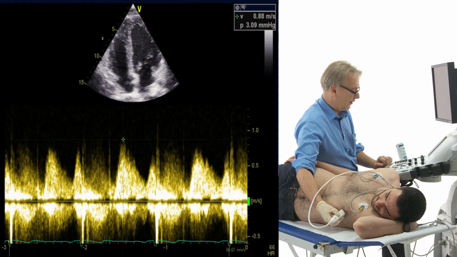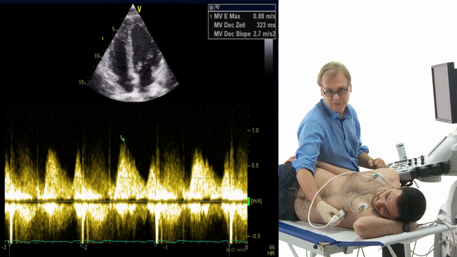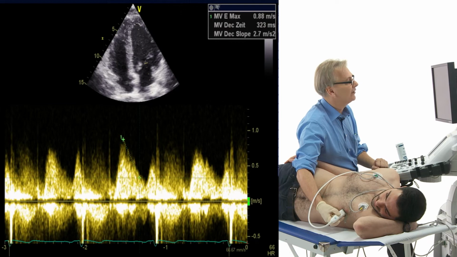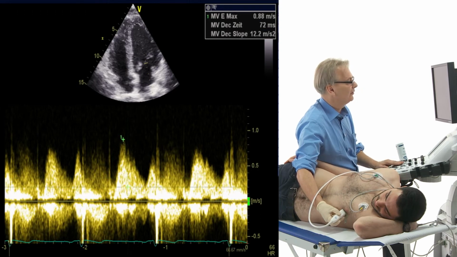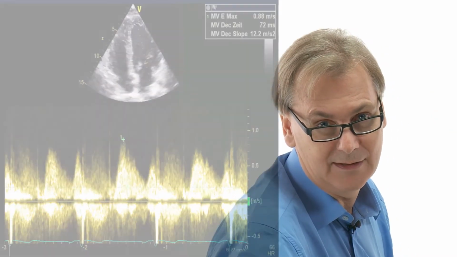And if we also look at the steepness of the curve, in other words, the so-called deceleration time, that gives us additional information. In this case, we would have 323, which is a very, very long deceleration time, so the slope is very shallow. In patients who have poor left ventricular function, this curve would look something like this, and the deceleration time would sometimes be below 100 milliseconds. So these two parameters can be used to indirectly assess left ventricular function. However, only use them in conjunction with the other parameters we showed you previously.